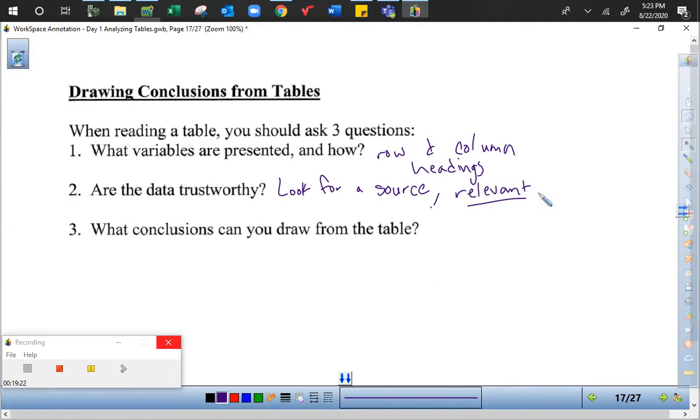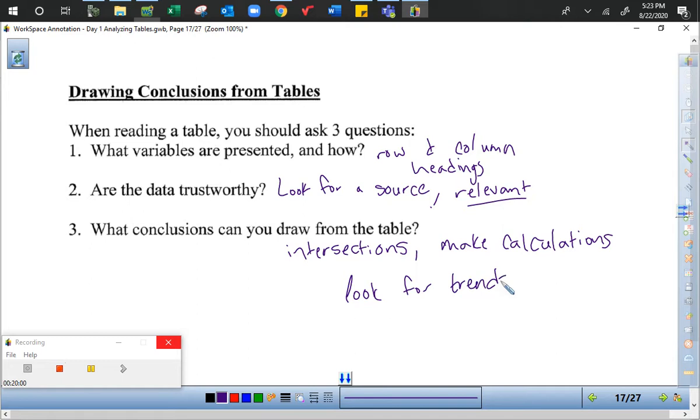What conclusions can you draw from the table? We just did that. We looked at some of the intersections. We saw what beginners wearing no gear looked like. That was the intersection of that row and column. You can make calculations with that. We did that by calculating the percentages. But another thing that I'm going to have you do is look for trends. So let's go back to our table here and look at some of the numbers in the table and see if we notice anything.